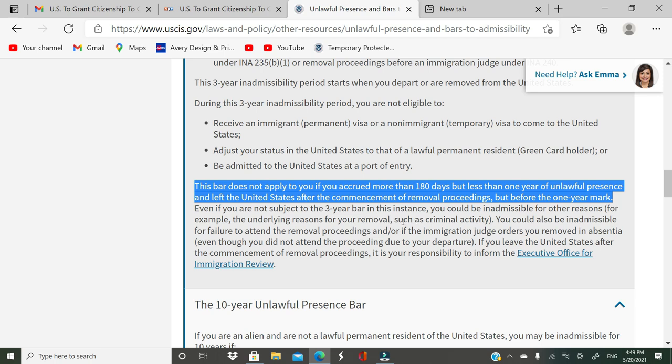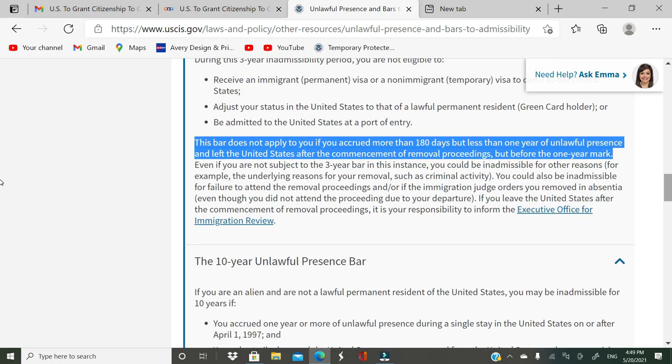Remember that the 3 years bar is when you depart the United States after accruing unlawful presence for 180 days, but less than 1 year, and you get out. And that's before the removal proceeding, right? When you get out, you cannot get in until after 3 years. But if you were deported after the commencement of removal proceedings, then you are within the exception. So you can always try to apply to come back in. Okay, that's what they're saying.